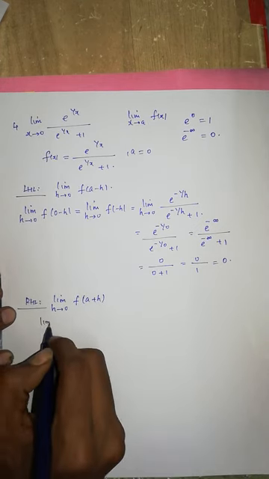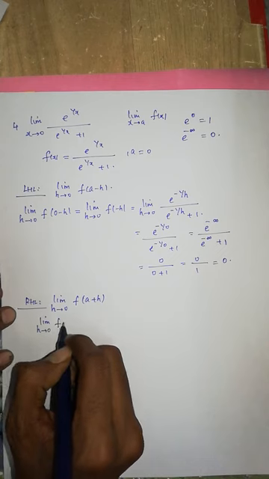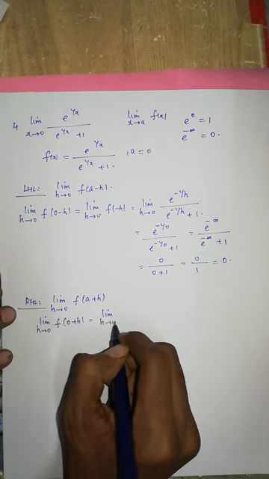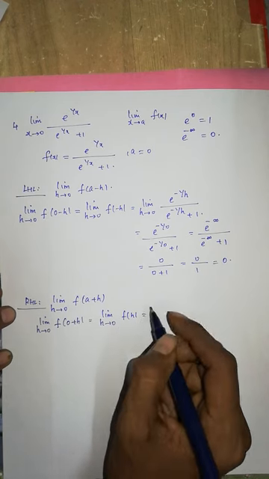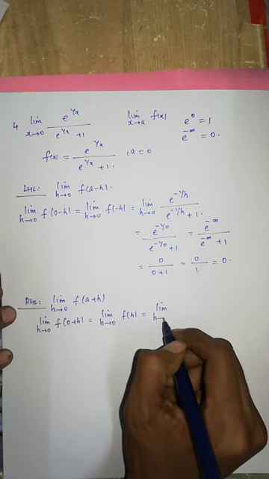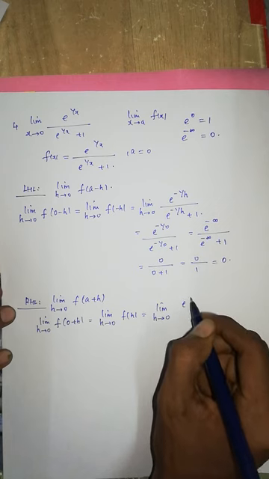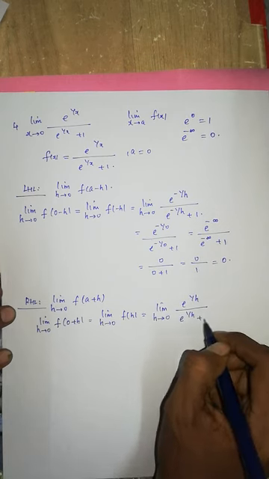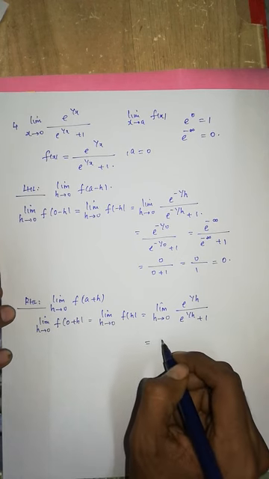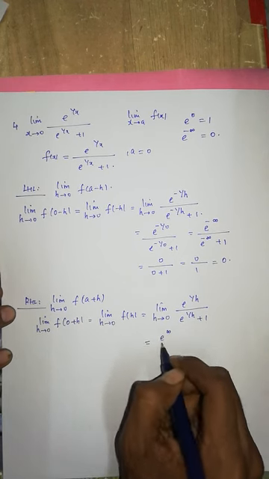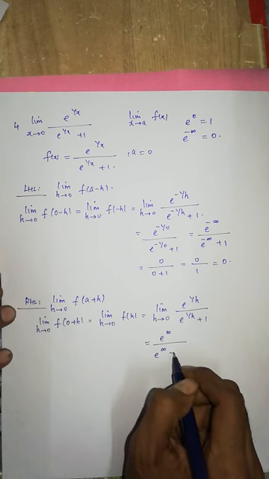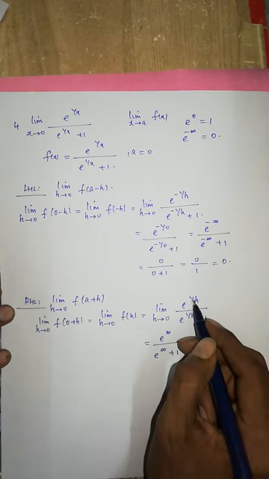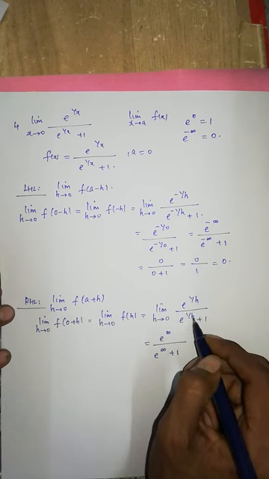So limit h tends to 0, f of a is 0. I have 0 plus h. So limit h tends to 0 f of h, which is e power 1 by h by e power 1 by h plus 1. So as h tends to 0, I have e power infinity by e power infinity plus 1, because as h tends to 0, this will become 1 by 0, which is infinity.